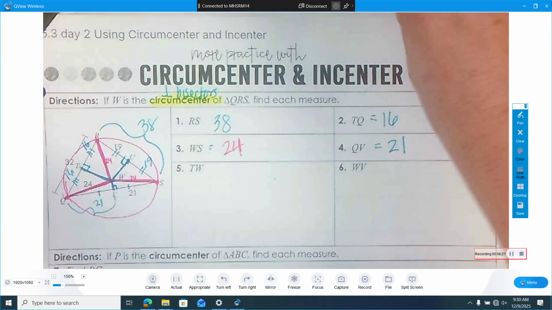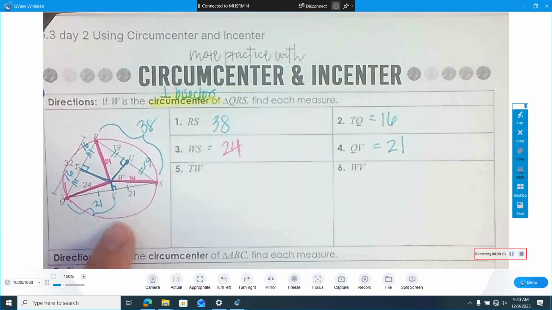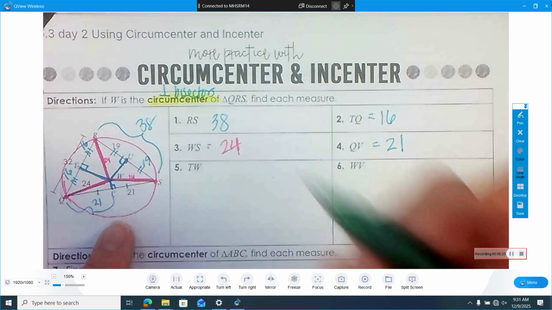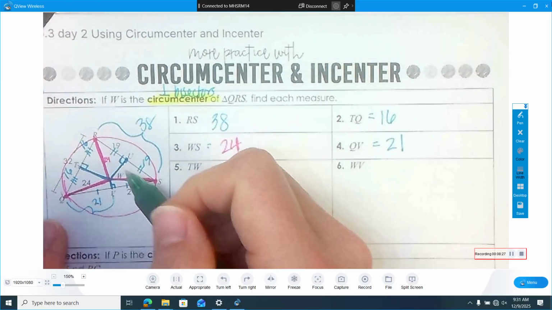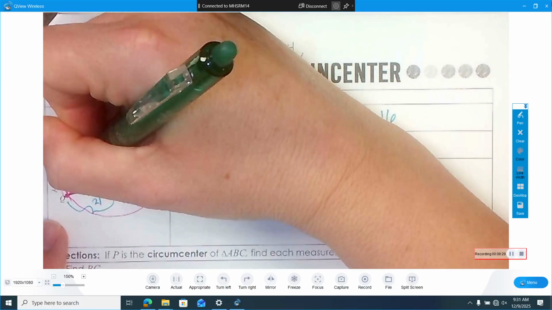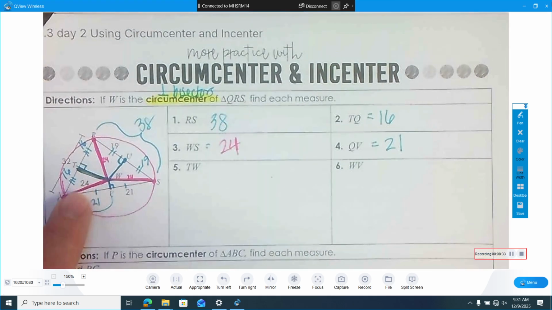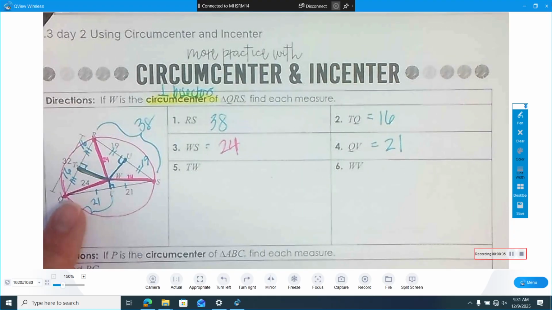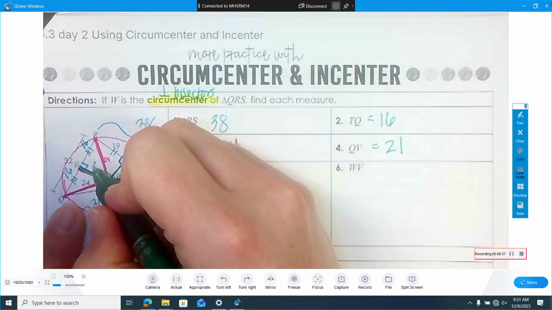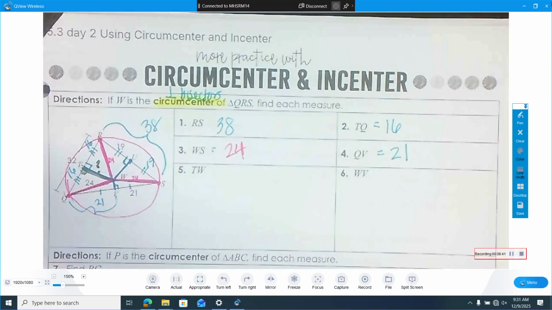Now, TW. TW is where? TW is right here. It is this perpendicular bisector we're trying to find the length of. So this is what I'm trying to find right here, putting a little question mark on it. How do we figure out that TW segment?